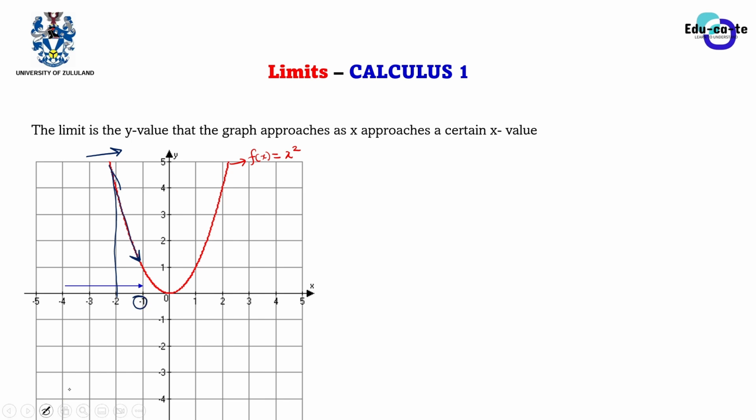So you must also observe what is happening on the y-axis. On the y-axis, when you are here, you can see that y equals 4 when x is -2. And then as you approach -1, y is now equal to 3. Y is now equal to 2. And then do you see that as you approach -1, your y values are approaching +1. So basically you can see that as you approach -1 on the x-axis, the y values are approaching +1 on the y-axis. So the limit is that y value that the graph approaches as x approaches a certain x value.